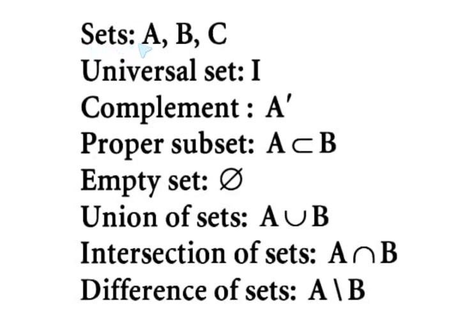Sets, we can denote these sets by the capital letters A, B, C like this. The universal set is denoted by I, or we can also write it as mu. The complement is A dash. A dash is called the complement. The proper subset we can write as A subset B. An empty set, denoted by phi, is a set without elements.